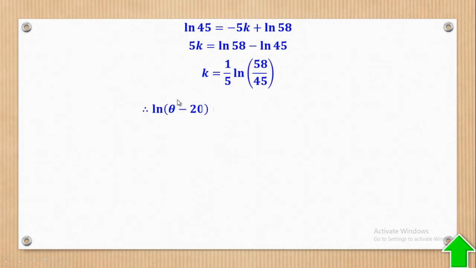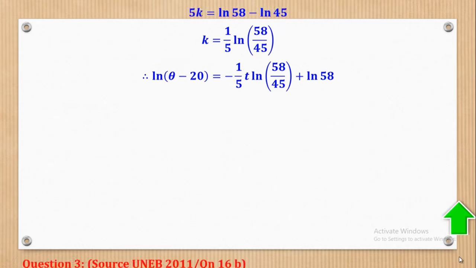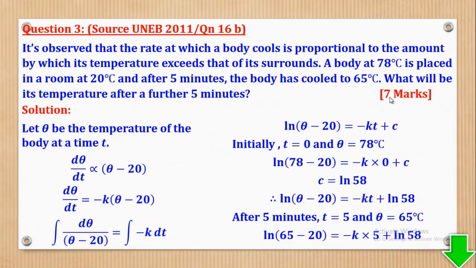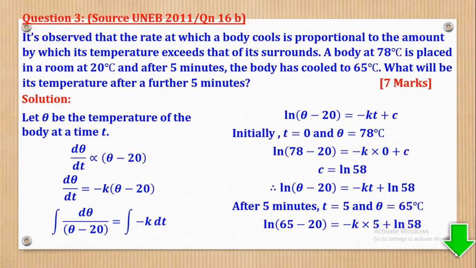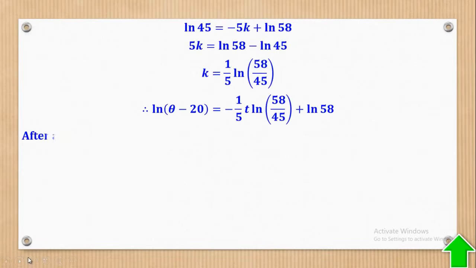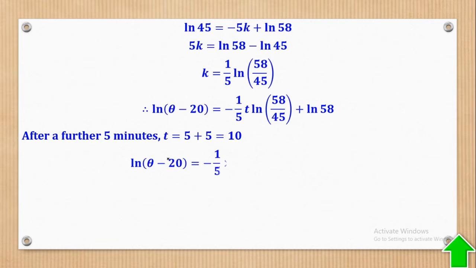Now that I've got k, it implies that my equation now becomes that. So in that equation, I can answer the question. So the question said, what will be the temperature after a further 5 minutes? So further means that 5 plus 5 gives you 10. So after 10 minutes. So I come and say that after a further 5 minutes, t is equal to 5 plus 5, which is 10. Therefore, I substitute for t and remain with only theta as the only unknown.